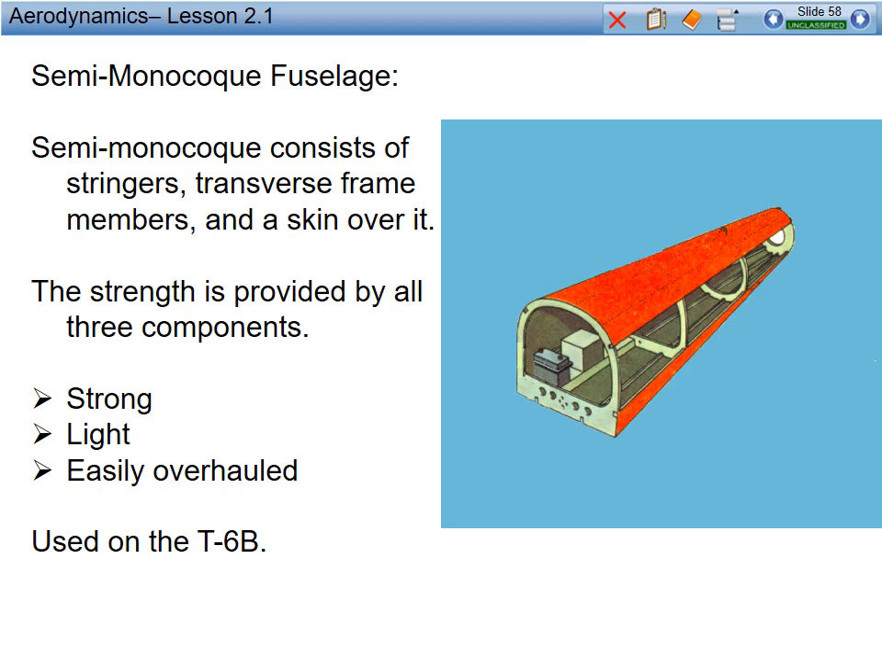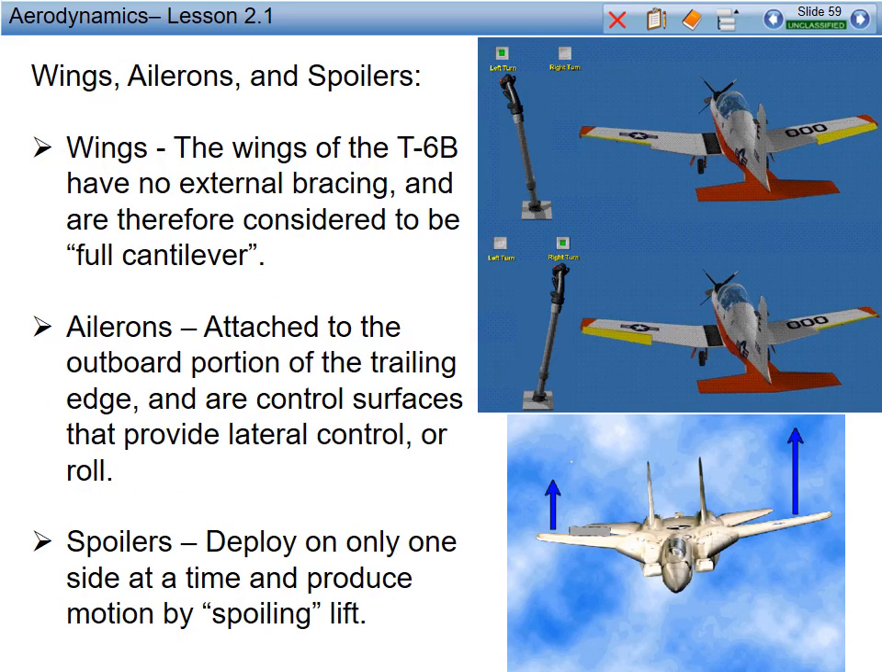Semi-monocoque fuselage, which is what is used on the T-6B, consists of stringers, transverse frame members, and a skin over it. The strength is provided by all three components. It is strong, light, and easily overhauled. The wings of the T-6B have no external bracing, and therefore can be considered full cantilever. Ailerons are attached to the outboard portion of the trailing edge and are control surfaces that provide lateral control, or roll.